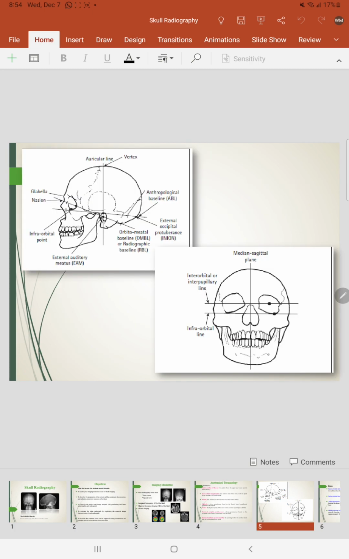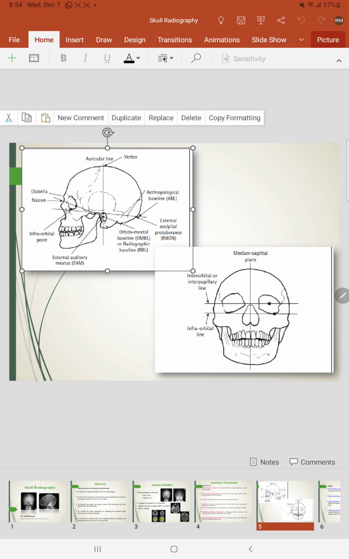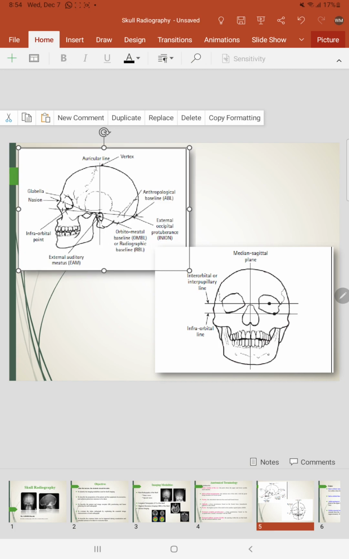Okay. These are the anatomical terminology. You can see these pictures. This is the vertex and this is glabella, nasion. So this is the infraorbital point and external auditory meatus or EAM. So you can see some baselines also. You can refer to these pictures.